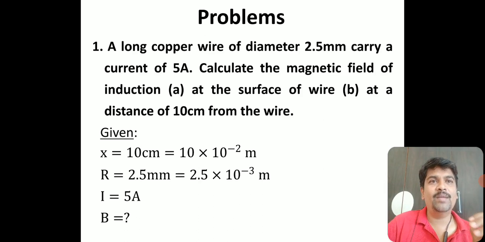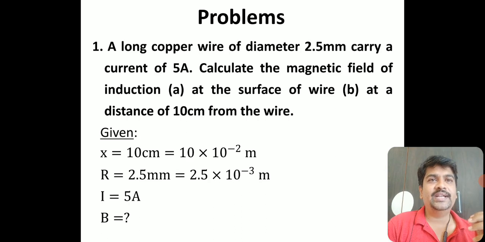A long copper wire of diameter 2.5 millimeter carries a current of 5 ampere. Calculate the magnetic field of induction, A, at the surface of the wire, and B, at a distance 10 centimeter from the wire. Now it is a very straightforward, clear problem that we need to calculate the magnetic field due to a straight conductor. Of course, a wire is a straight conductor.